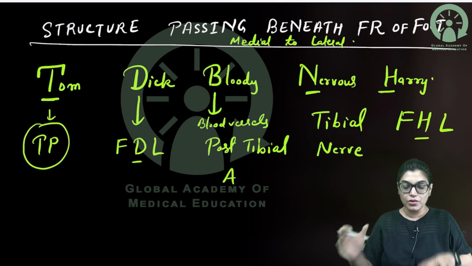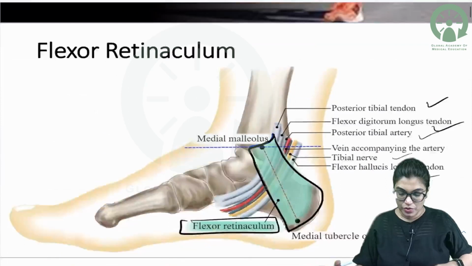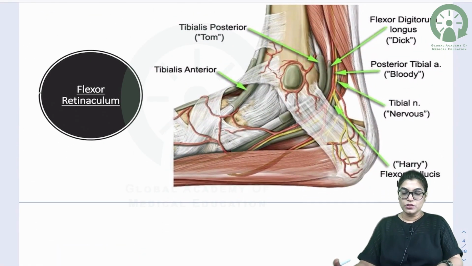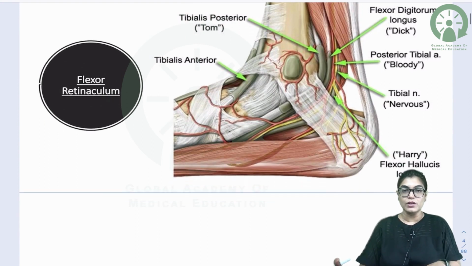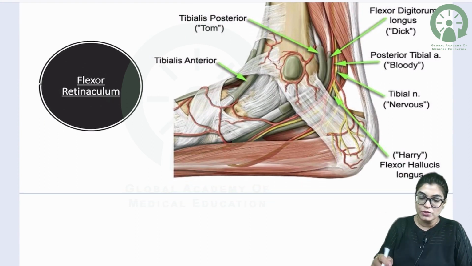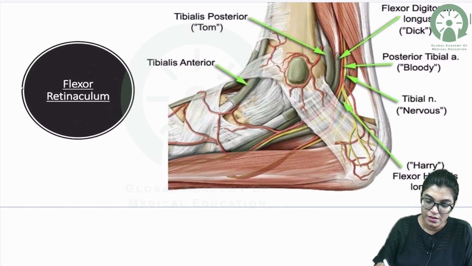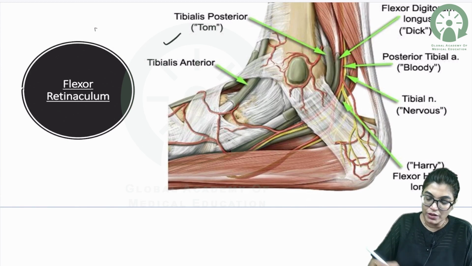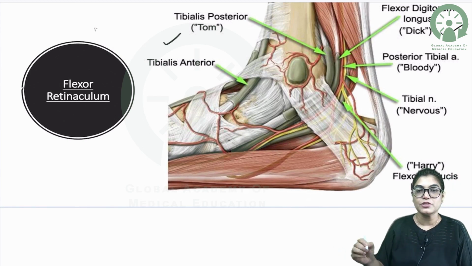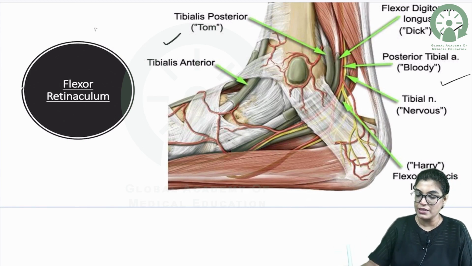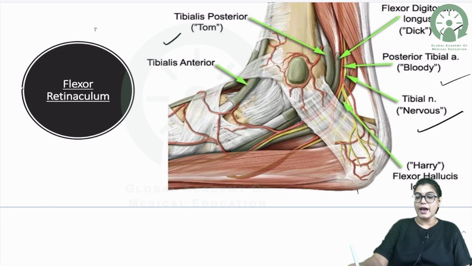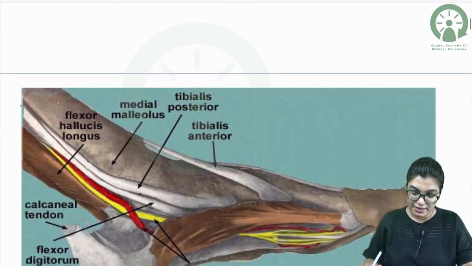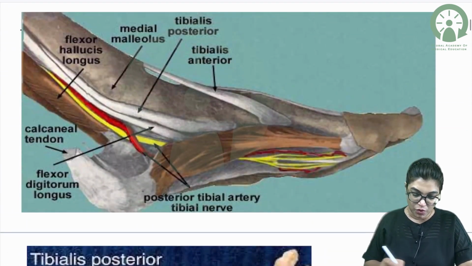Now, let's see a few images. The same thing has been shown here, in which you can clearly see the flexor retinaculum. If you see, I have just highlighted that. You can clearly see Tom for tibialis posterior, Dick for flexor digitorum longus, Bloody for the posterior tibial artery, Nervous for tibial nerve, and Harry for flexor hallucis longus. Now, let's talk about extensor retinaculum. Before that, a few other images I want to show.